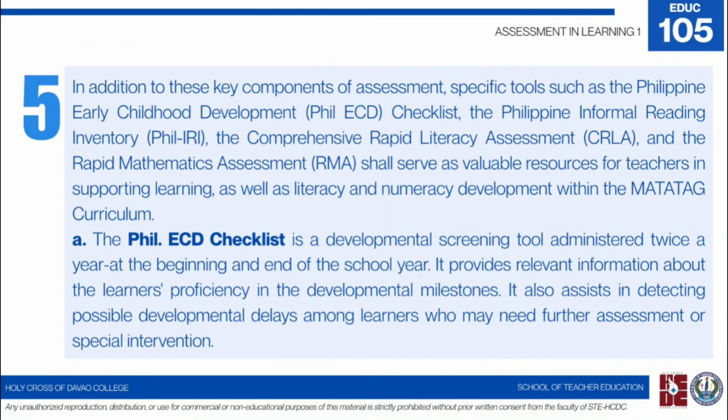These domains represent the milestones that children are expected to reach at particular ages and stages. Beyond measuring typical development, the checklist also assists in detecting possible developmental delays among learners who may need further assessment or special intervention. So, early detection is critical. The earlier a developmental concern is identified, the more effective and impactful the intervention can be.